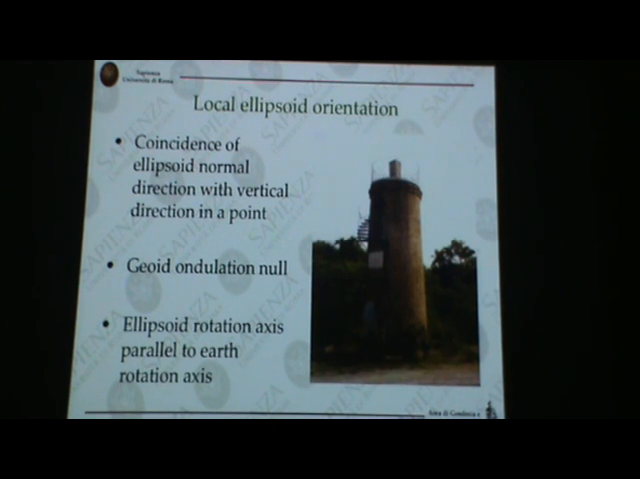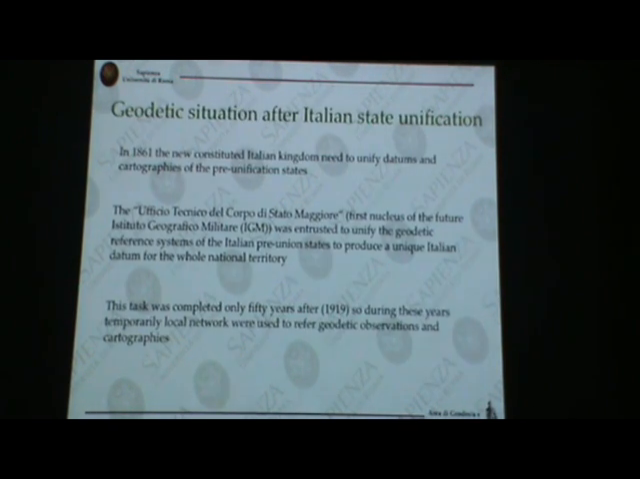Here you can see the tower of Monte Mario, which is the geodetic point that was most used in Italy to orient the ellipsoid. But it was not the only one, because the geodetic story of Italy reflects the history of Italy. Italy had its unification only in 1861, when from a lot of pre-unification states, Italy was unified, and so every state before the unification had its own datum, and the Istituto Geografico Militare had to unify the datums to have only one system in all of Italy.